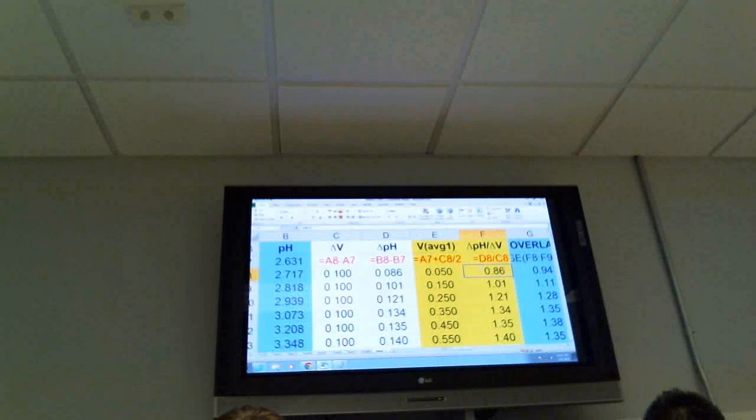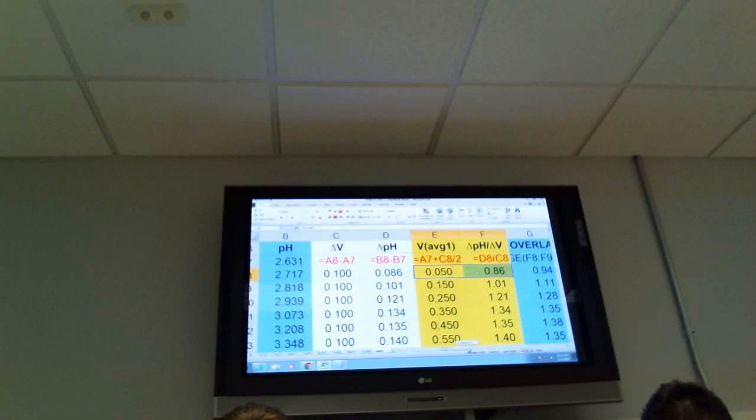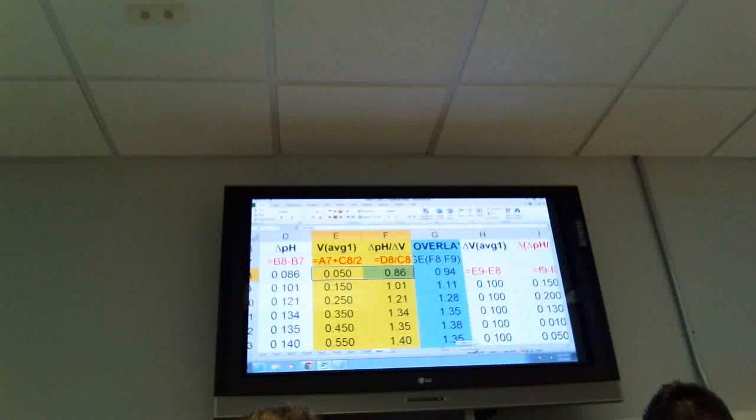All right, so then I make a plot. This is my volume. I actually don't have any data at 0.05, that's between data points. But this is the slope, so I have to plot the volume versus the slope here. And then I can generate my first derivative.